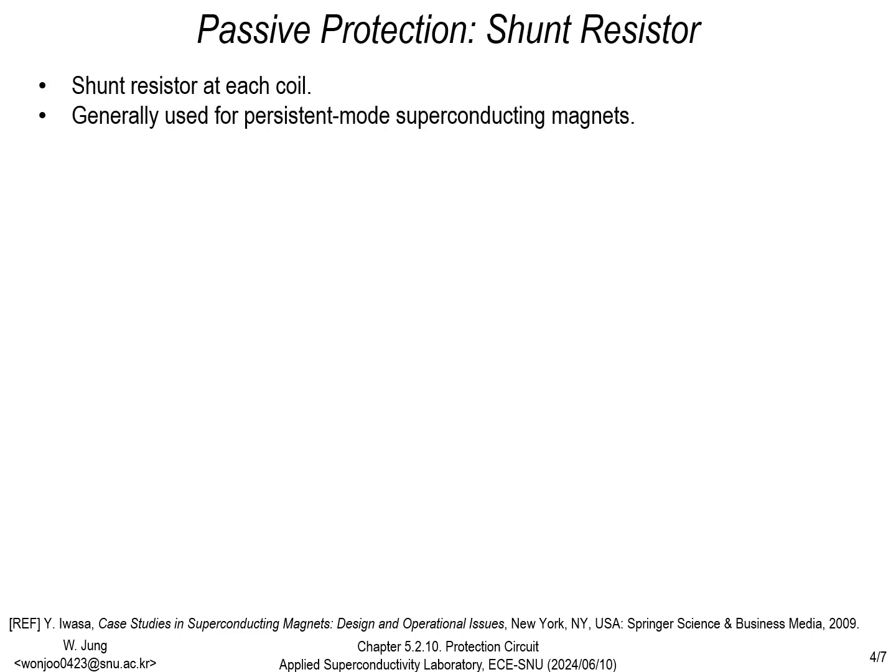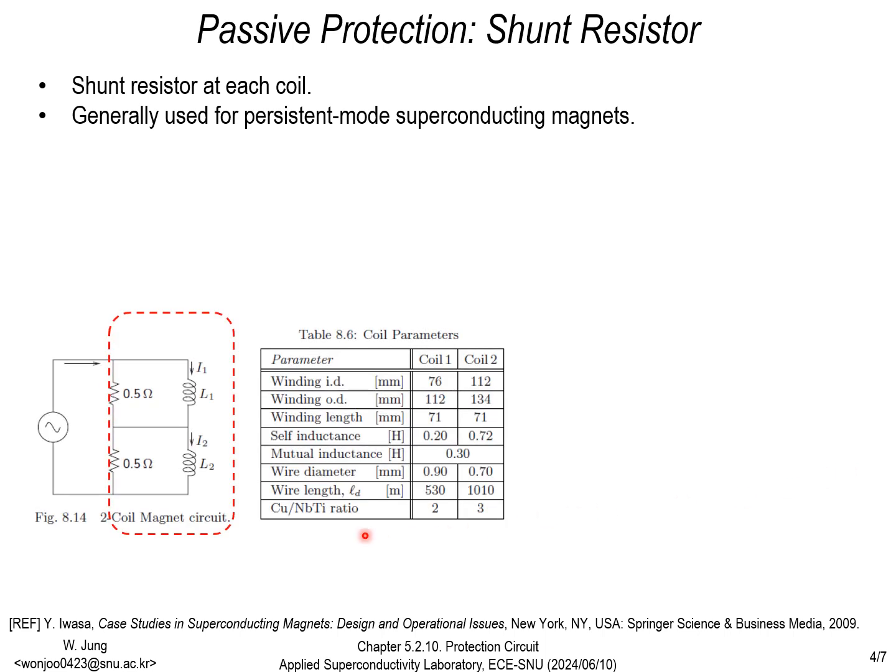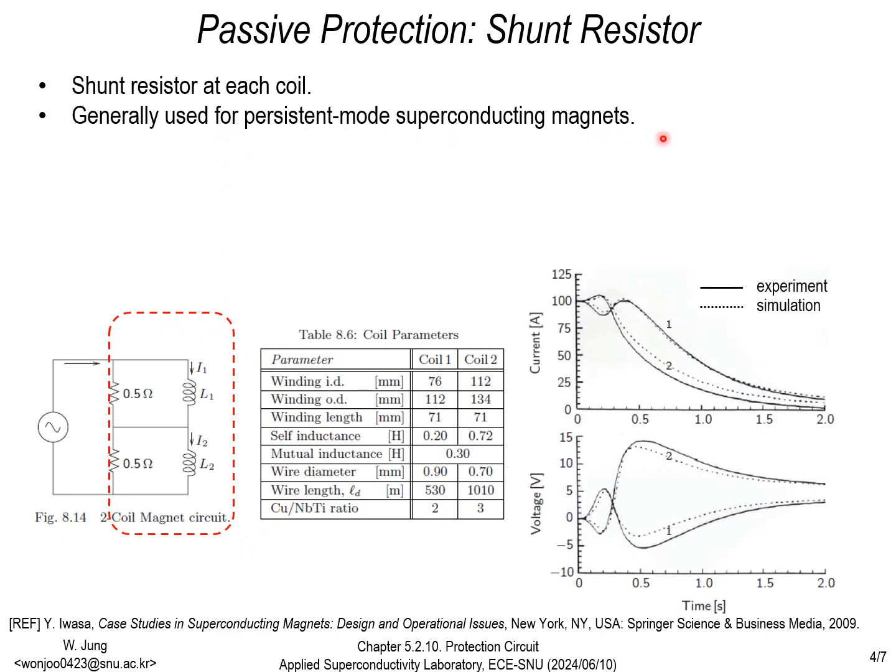Next, we have passive protection using shunt resistors. Shunt resistors are placed at each coil and are commonly used in persistent mode superconducting magnets. The figure on the left shows a schematic explanation of this protection method.